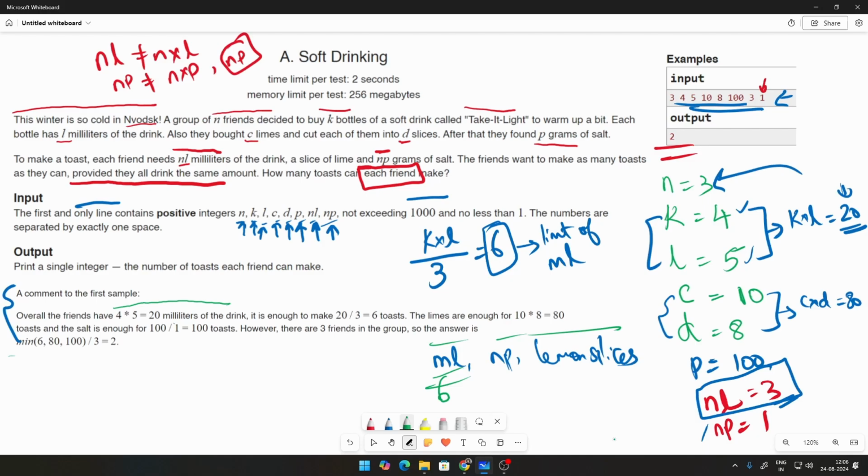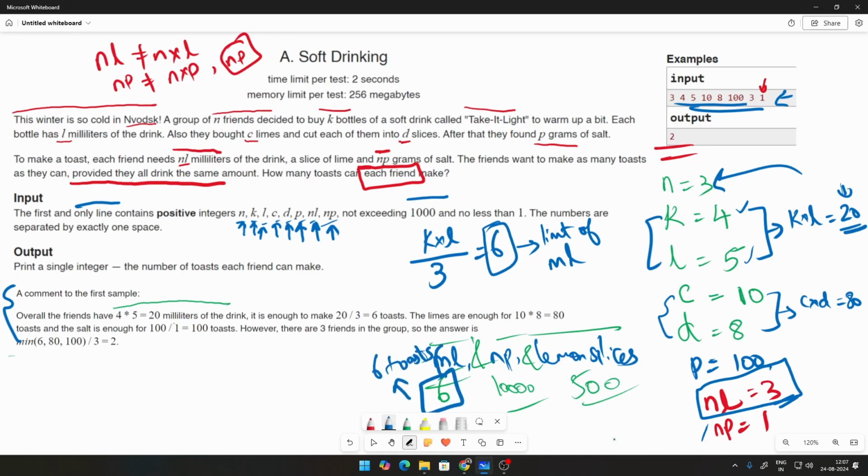For example, let's say I'm able to make some 6 toasts using the milliliters alone, and then the number of grams of salt I have are, say, 1000 or something. I can make 10,000 toasts with the grams of salt, and let's say I have some 500 lemon slices. So I can make 500 toasts here, I can make 10,000 toasts here, but to make a toast I need this and this and this, and that is limited by 6, so I can only make 6 toasts. Are you able to understand how we are working this out?